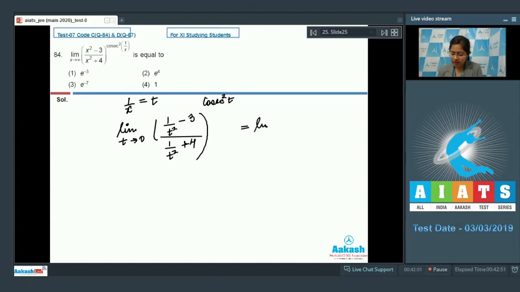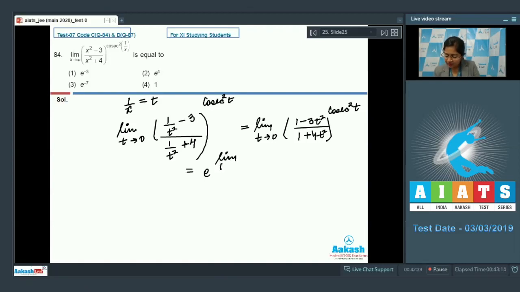Now this is equal to limit t tending to 0, (1 minus 3t square upon 1 plus 4t square) whole raised to the power cosecant square t. Now here it can be observed that if t is tending to 0, then it is 1 raised to the power infinity form. So this can be written equal to e raised to the power limit t tending to 0 cosecant square t into (1 minus 3t square upon 1 plus 4t square minus 1). That will give me in the denominator 1 plus 4t square and in the numerator minus 7t square.